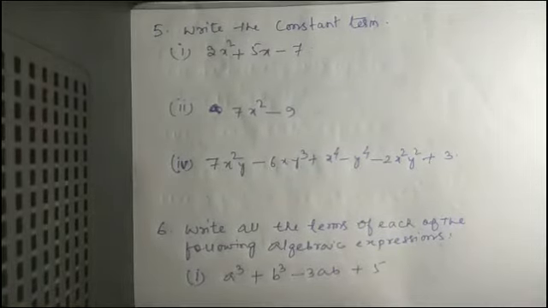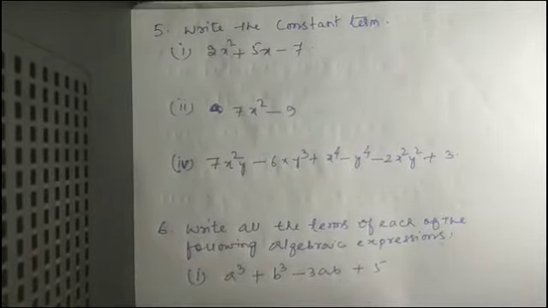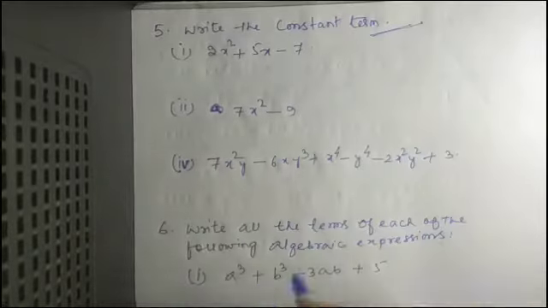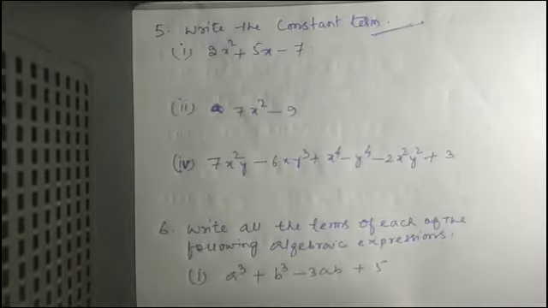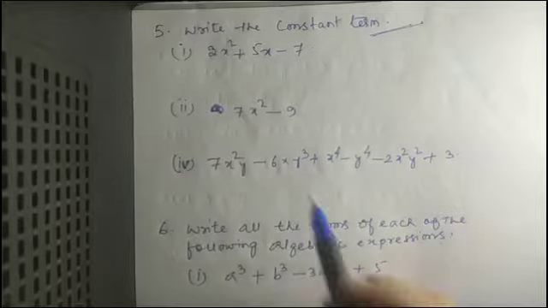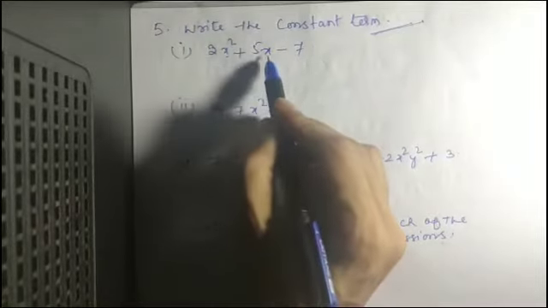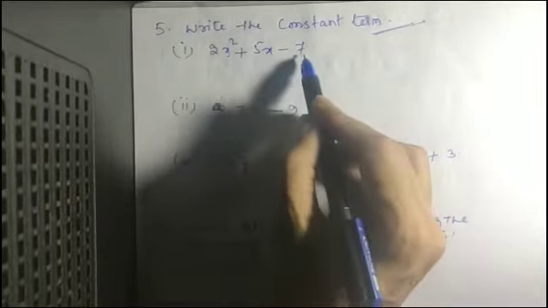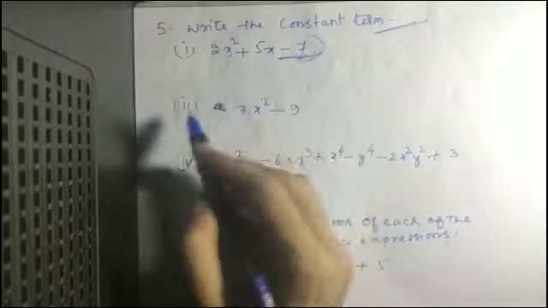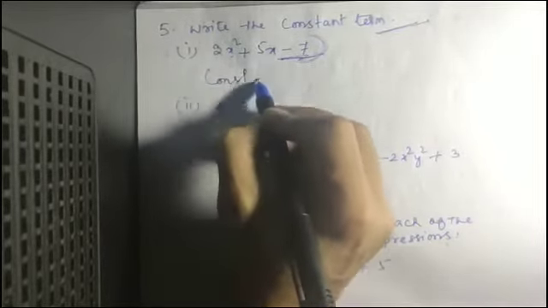Now here see, write the constant term. Only the constant term they said. Here they are not telling numerical coefficient, they are telling constant term. When it is constant term, that means the term in which there is no variable, no x, no y, no z, no a, no b, no c. Here x is there, so this is not a constant term. Here x is there, this is not a constant term. Here no x, no a, no b, a fixed value, that is -7.